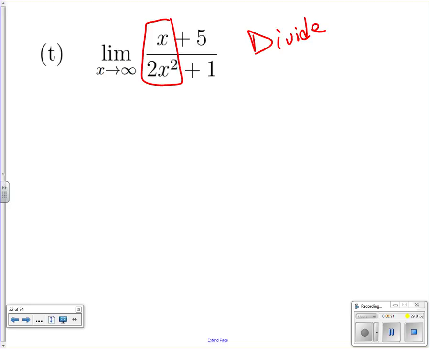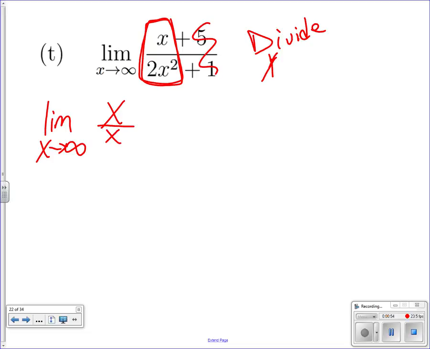Looking at those highest degrees, I'm just going to go ahead and divide first by x. All right, so we're going to divide the entire top by x and the entire bottom by x. So if we do that, again, just using the shortcut, so just looking at the highest degrees, we have x over x. We don't really care too much about this other stuff. Over 2x squared over x.